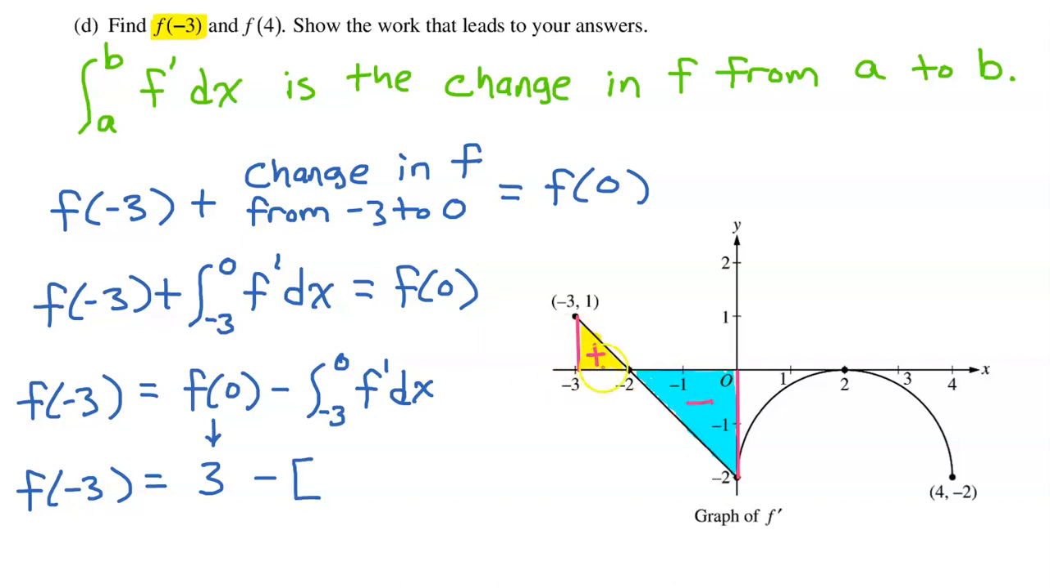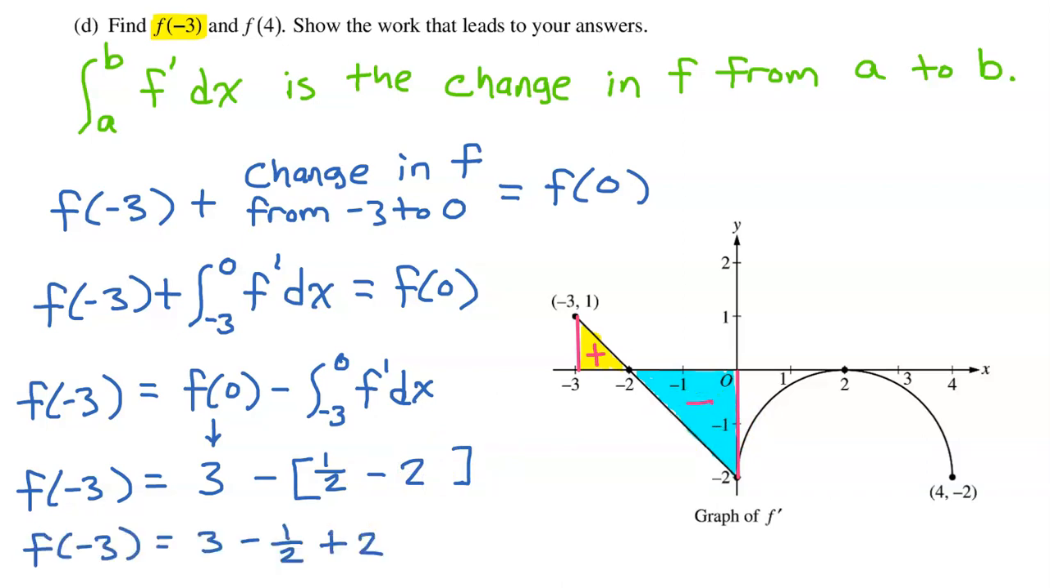The area of the yellow triangle, 1/2 base times height, is 1/2 times 1 times 1. The area is positive 1/2. How about the negative area? 1/2 base times height would be 1/2 times 2 times 2. So that's half of 4, which is 2. So let's put a -2 because it is a negative area.